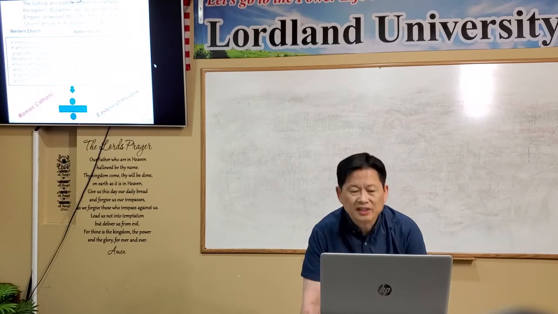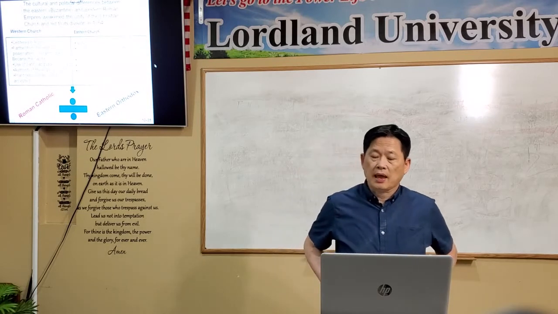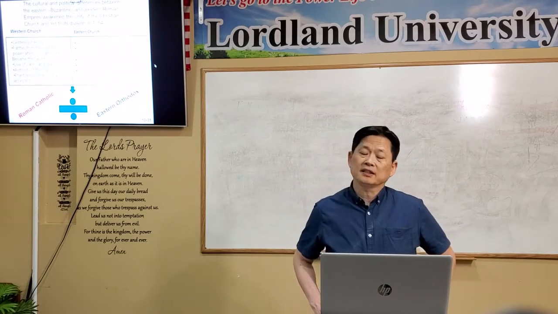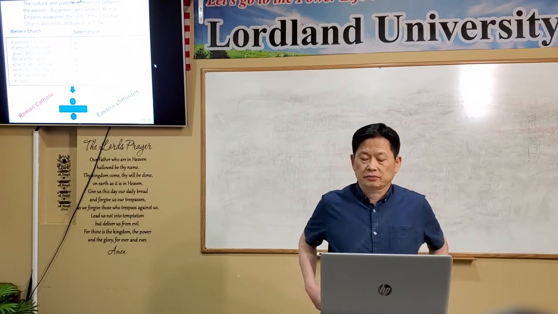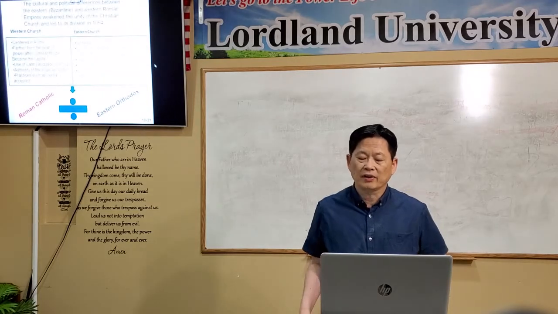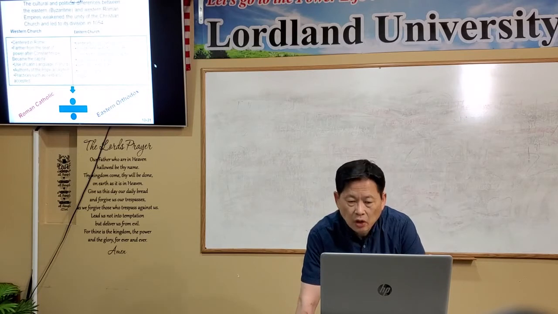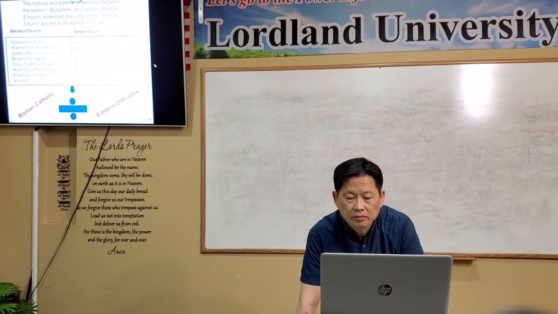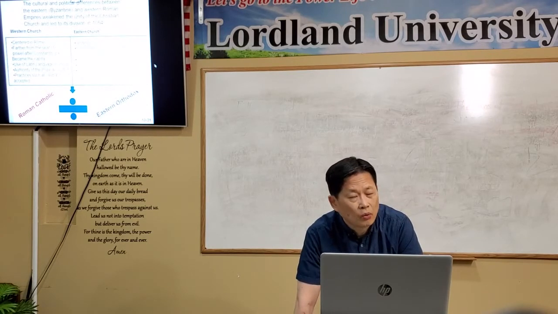In addition to that, the cultural differences and the political differences between the Eastern Byzantine and Western Roman Empire weakened the unity of the Christian church and led to its division in 1054.